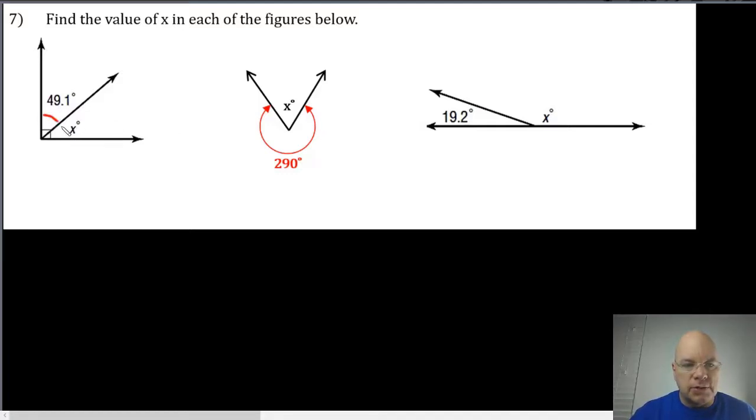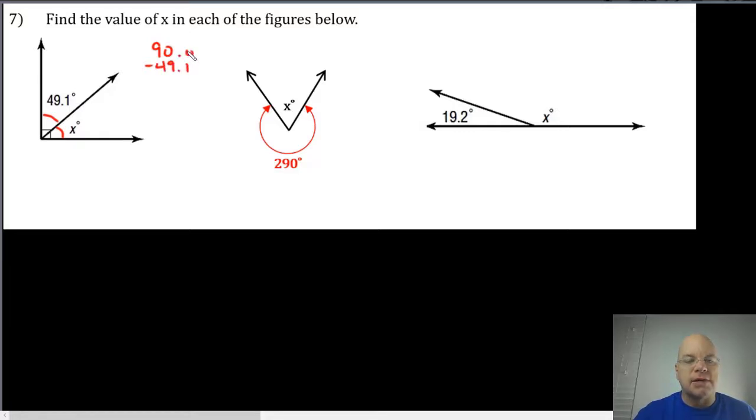This angle is adjacent to angle X. They're adjacent and they're forming this right angle. That's the key. So if these 2 angles add up to 90 degrees, they're complementary angles. So we can find angle X by subtracting 49.1 from 90. So 90 minus 49 and 1/10.